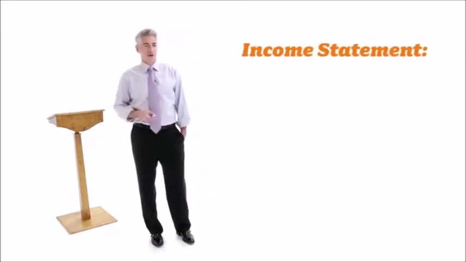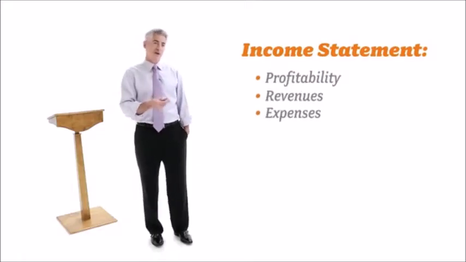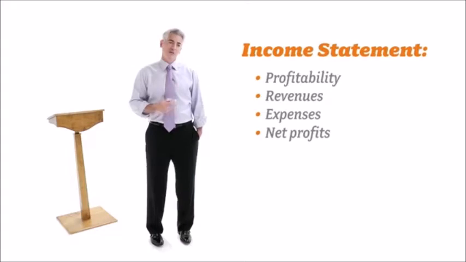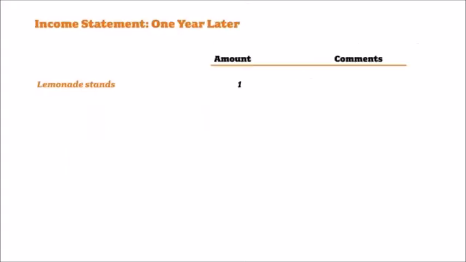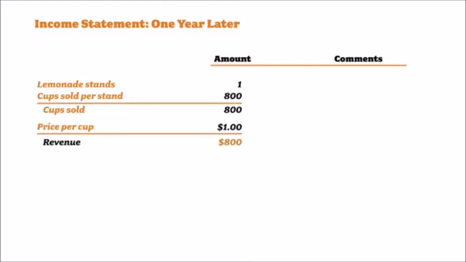The income statement talks about the profitability, about the revenues that the business generated, what the expenses are, and what's left over for the owner of the company. So we've got one lemonade stand. We're selling 800 cups of lemonade at our stand, charging $1. So we're generating about $800 a year in revenue. And we're spending $200 on inventory. There's a line item here called COGS. That stands for cost of goods sold.